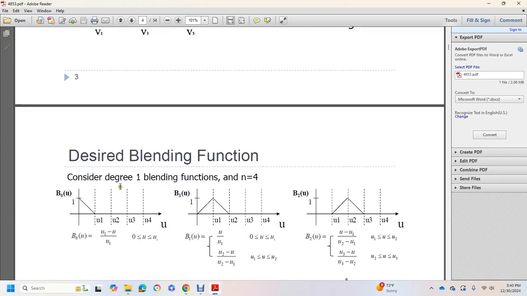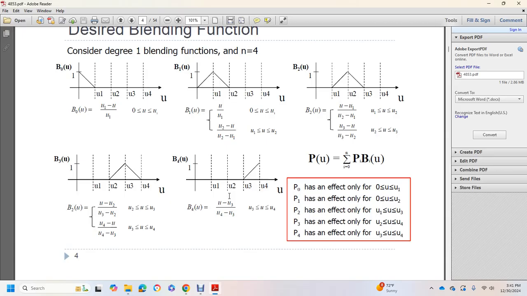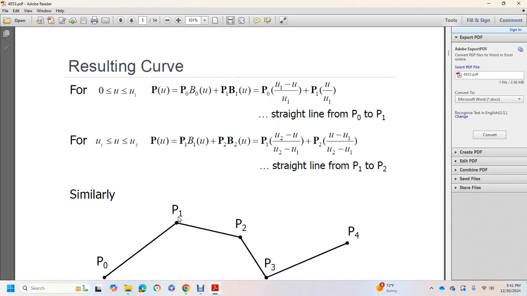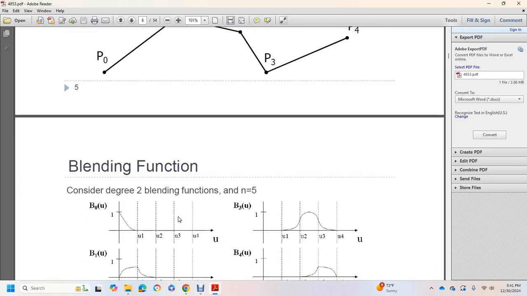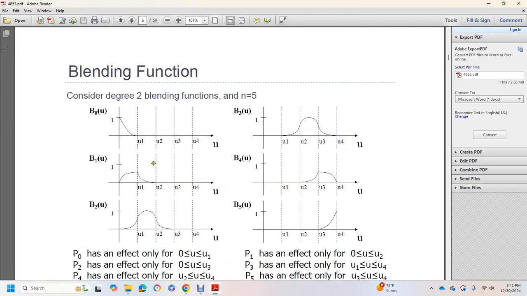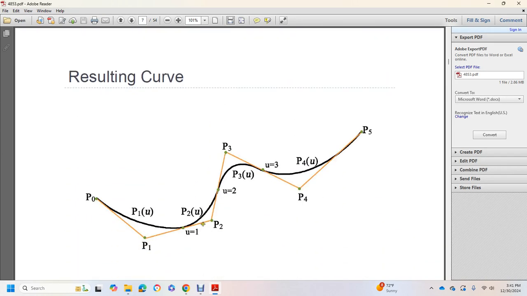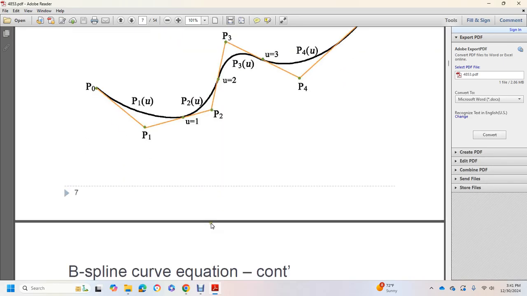Consider the blending functions for degree 3, n equals 4, and the resulting curves. Similarly, consider the blending functions for degree 2, n equals 5. So we have these different blending functions and their effects on the curves. The result curves, 0.1, 0.2, 0.3, 0.4, 0.5, use different radius curves. These are the points of the resulting curve.